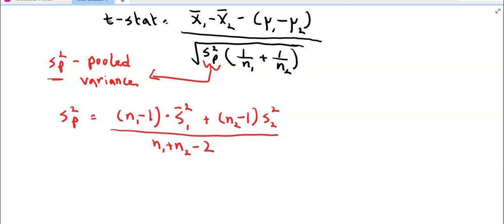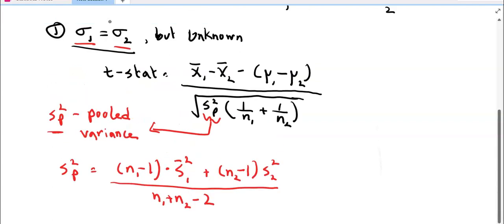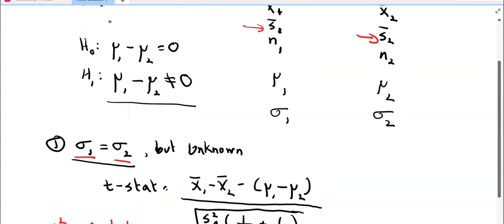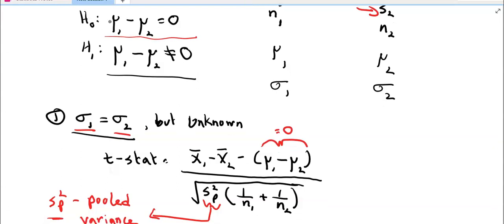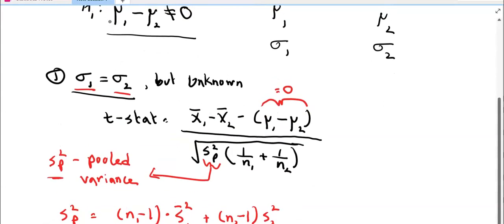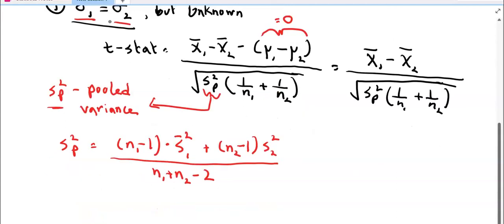So after we find our t-stat, this is the formula. Now in our hypothesis testing, we are testing mu1 minus mu2 equal to 0 versus not equal to 0, so this number becomes 0. We could test if it equals 5 versus not equal to 5, but if we are testing if they're equal, then we are testing that mu1 minus mu2 equals 0. That simplifies to x1 bar minus x2 bar divided by the square root, and every other step is the same.